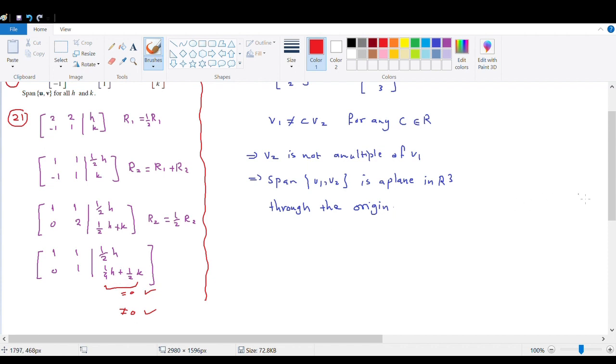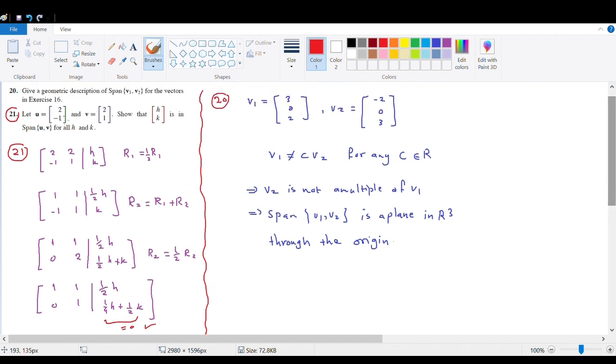And from here, we say that for any value of h and k, they are in the span uv. So half k plus 1 over 4 h can be any value for the system to be consistent. So from here we conclude that hk is in span uv for all h and k.